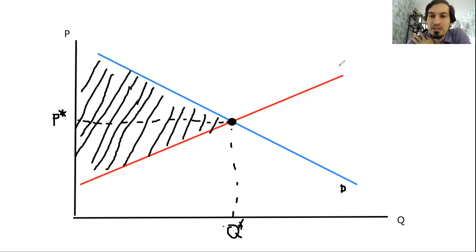Let me relabel this curve as the marginal cost curve of a firm. So here we have demand and we have marginal cost of a firm. But now let's say this is a monopoly. If this is a monopoly, are they going to choose P star and Q star equal to this point here where it intersects the demand curve? No. You guys remember what they do?